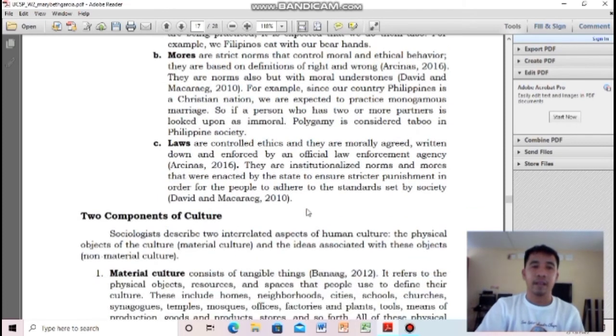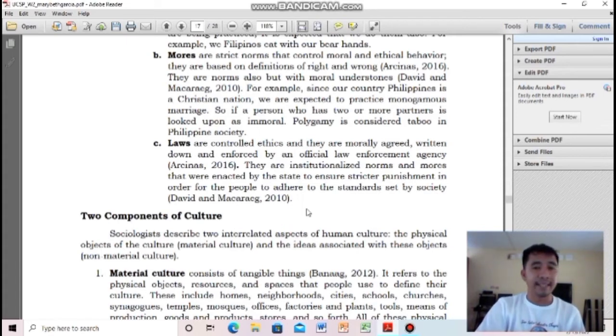Okay. Next is laws. Laws are controlled ethics and they are morally agreed, written down and enforced by an official law enforcement agency. Or amo na niya tawag naton si Ilonggo nga layi. Nga ini kung imo siya suwayon, may karampatan nga parusa no or penalty. Mapriso ikaw or mabayad ka sa penalty.